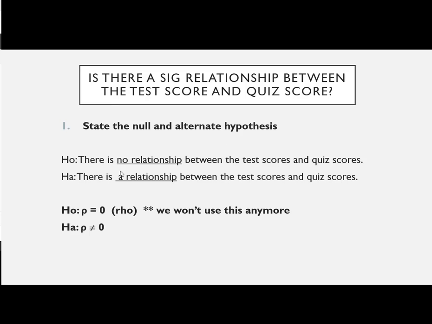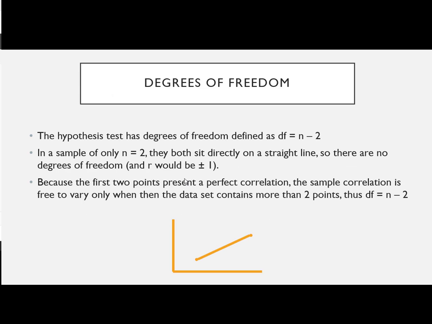The null hypothesis is that there is no relationship between test score and quiz score, and the alternate is that there is a relationship between test score and quiz score. We used to use the Greek letters, and this is a Greek letter, lowercase r, so it's a rho, but we're not going to do these anymore. We're just going to write it out in words.